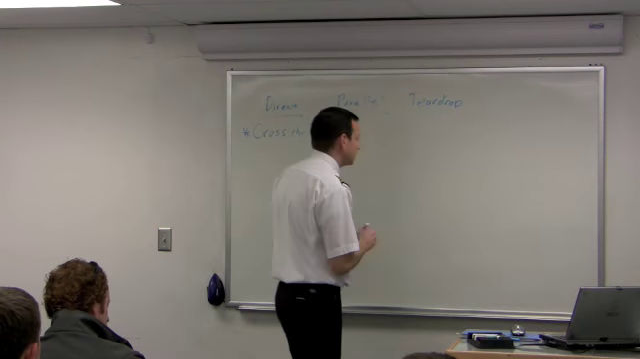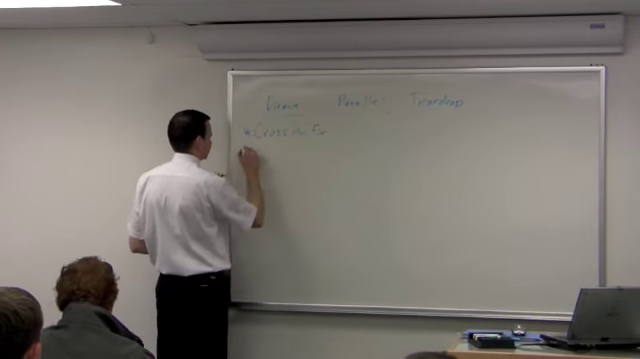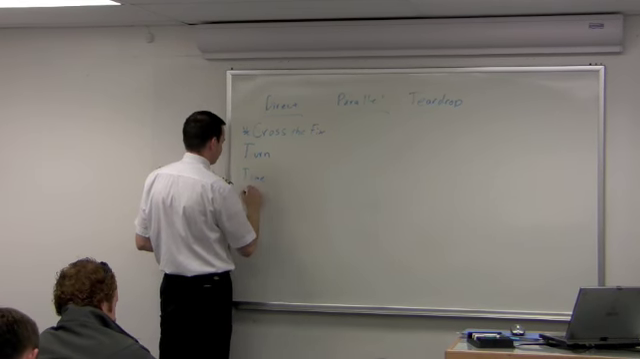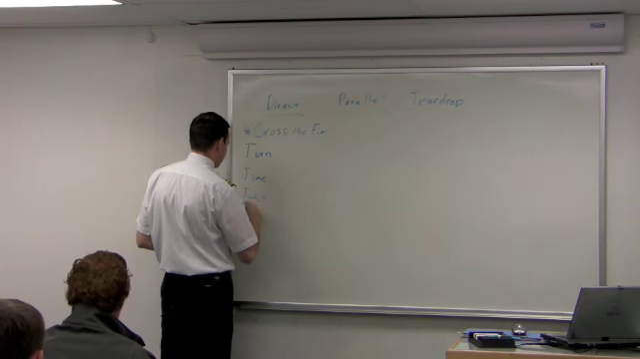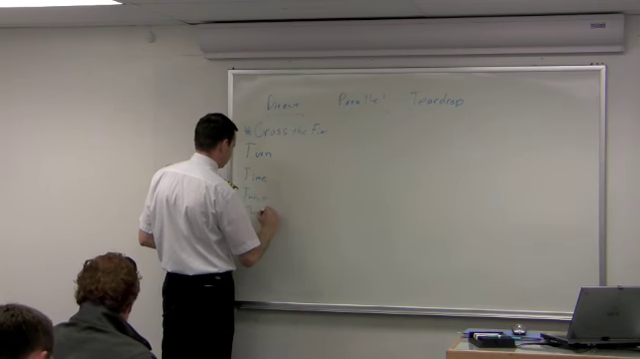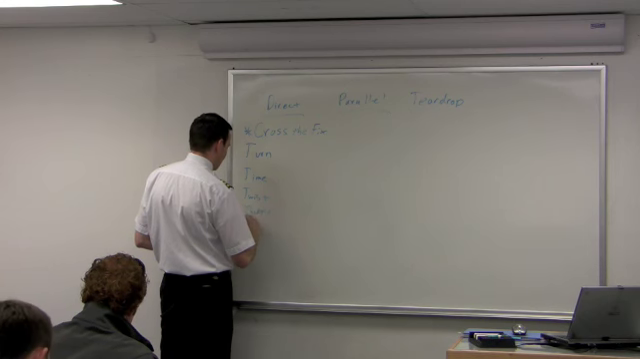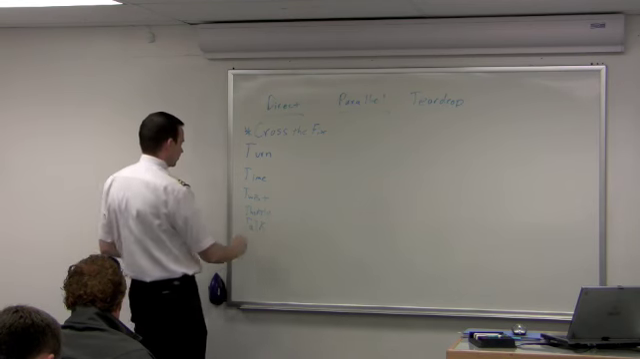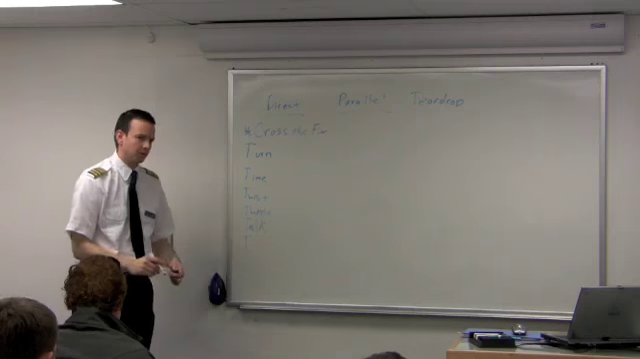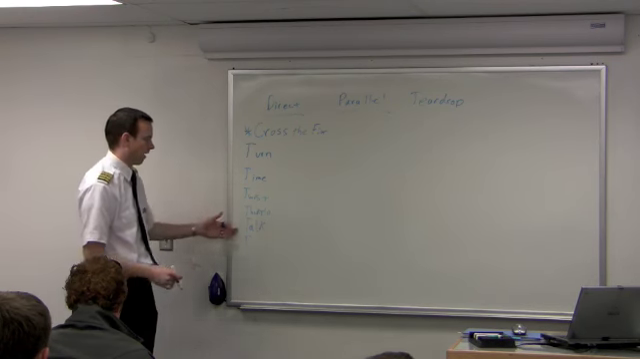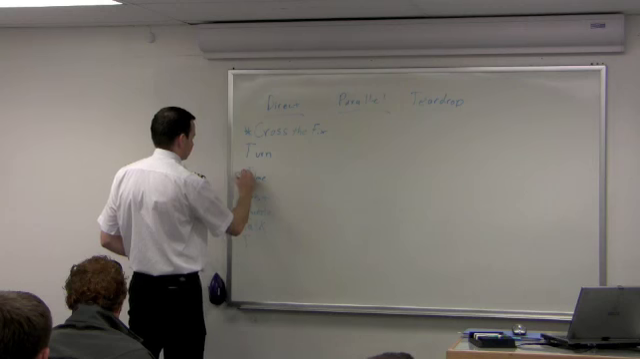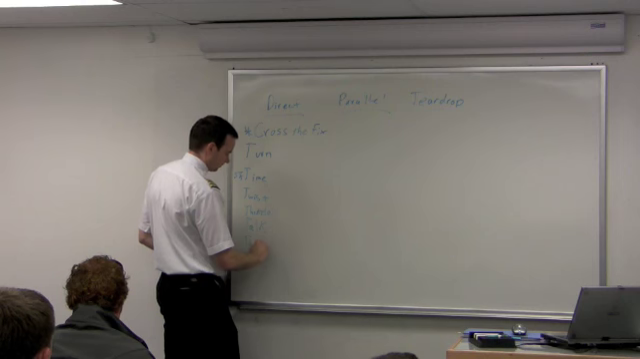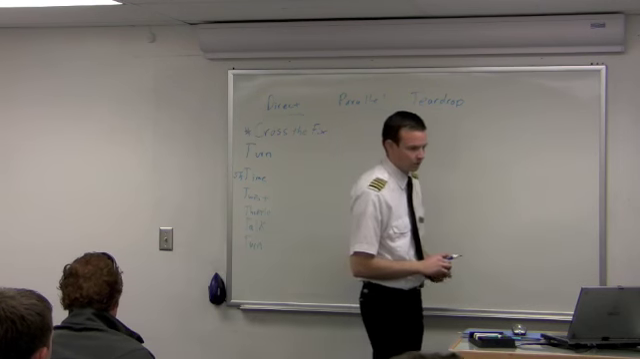Then, what are our T's? Turn, time, twist, throttle, talk. And technically there's one more T in principle, but when they're in the air, it's just the 5 T's. Okay? And the first one is turn. Turn to intercept the inbound course.